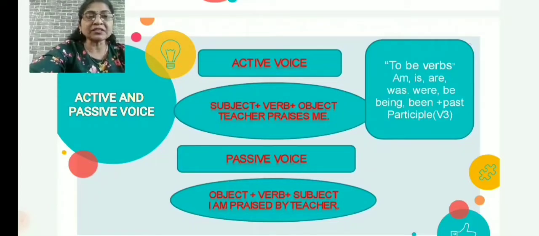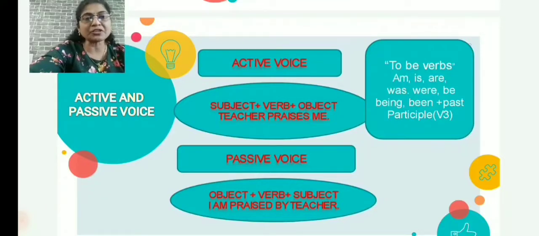Now one more simple way I will tell you to identify the object. See, if we ask the question by what or to whom, we can easily get the object. Once we get the object, then we can easily change active into passive voice.